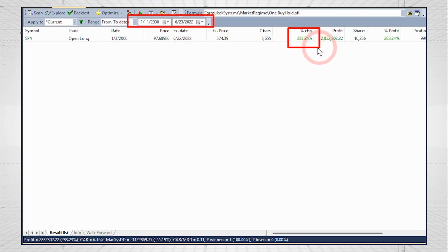And you can see buy and hold, the SPY was up 283% over that time. And looking at the bottom there, you can see the compound annual return, 6.16% per year. But look at the maximum drawdown, 55%.